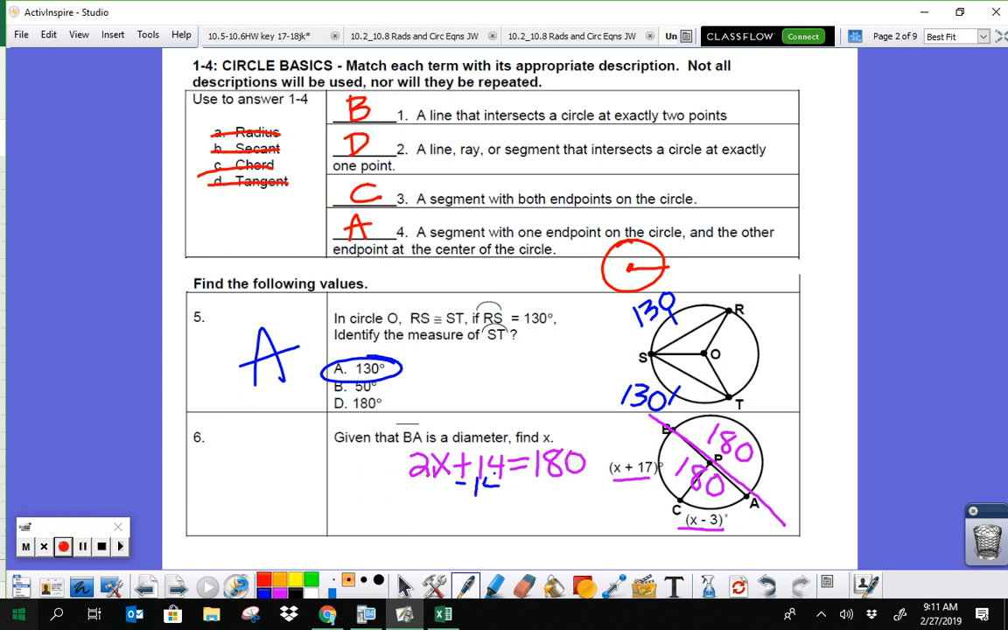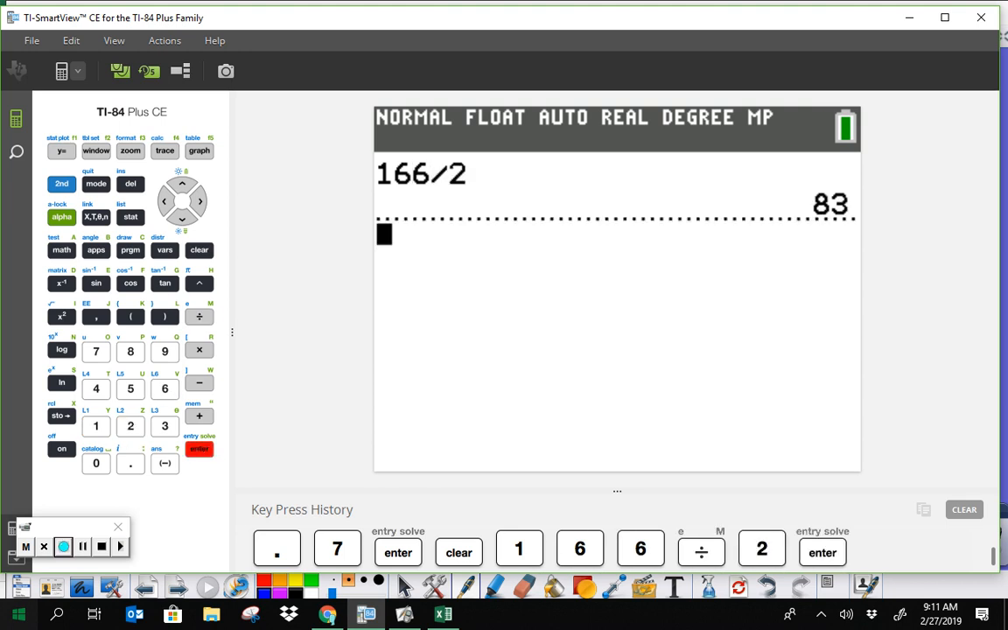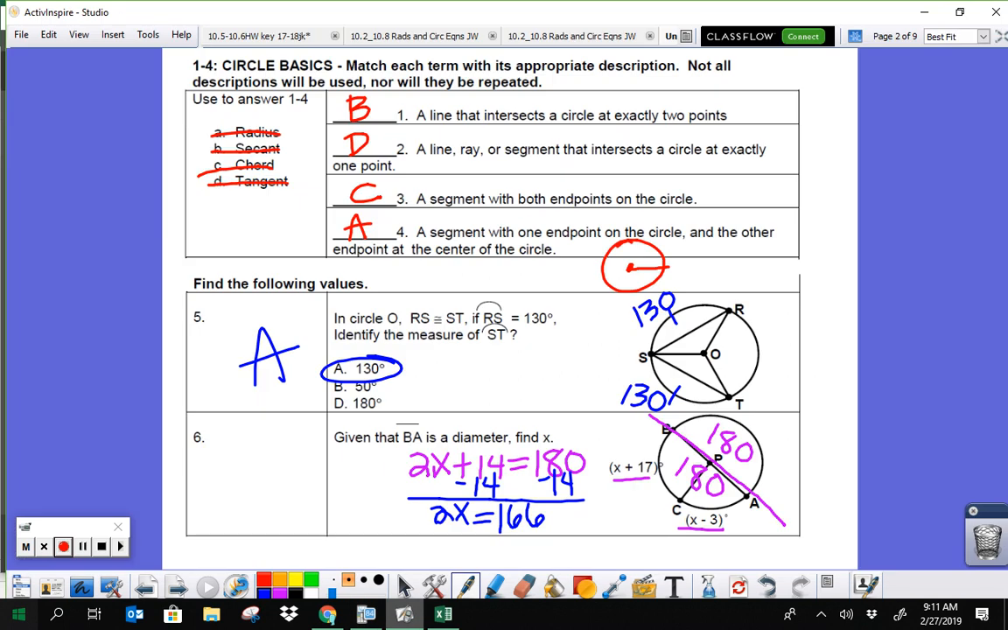And then I'm just going to solve this from here. So minus 14. So 2x equals 166. And then divide that in half. So 166 divided by 2, and you get 83. So x is 83.